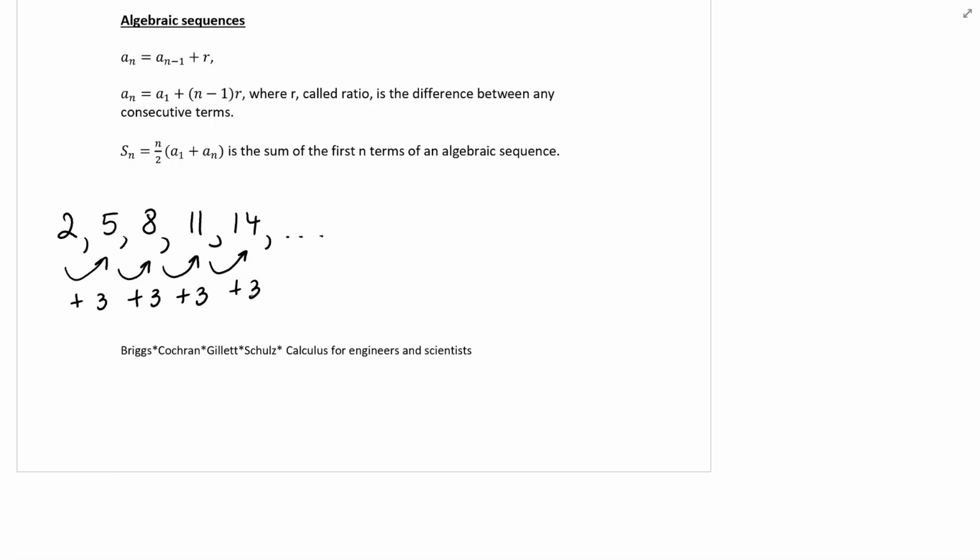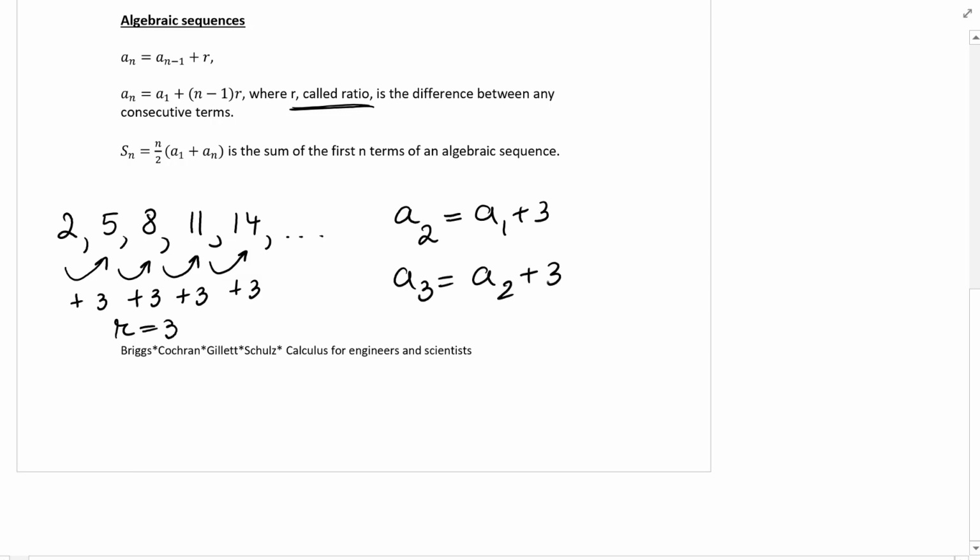So when we have this common difference r equals 3 in our case, which is the difference between any consecutive terms, then we have an arithmetic sequence. So basically, a sub 2 is a sub 1 plus 3. A sub 3 is a sub 2 plus 3. A sub 4 is a sub 3 plus 3. Or in other words, a sub n is the previous one plus r. Or in terms of the first one, a sub n equals a sub 1 plus (n minus 1) times r.